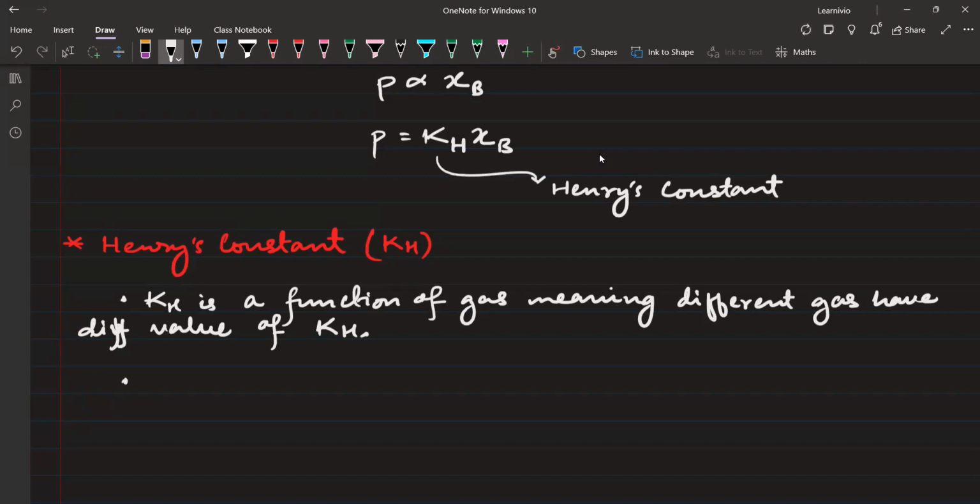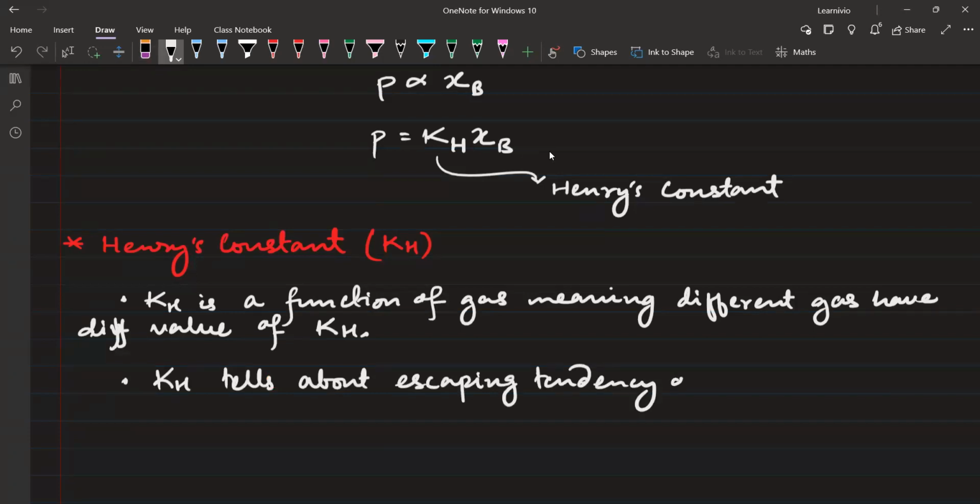What does KH tell us about? If the amount of KH is high, this pressure will also be high. It means that if I increase the amount of KH, then I am getting more vapors in the vapor phase. So it is telling you about the escaping tendency. KH tells about the escaping tendency of gas. If the KH is higher, the escaping tendency will also be higher.